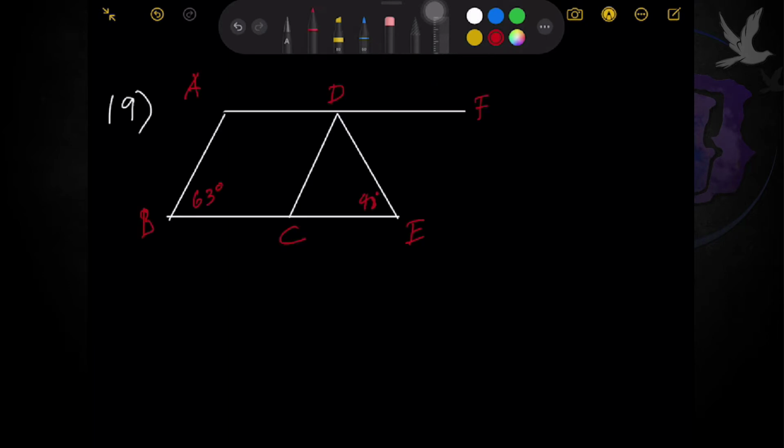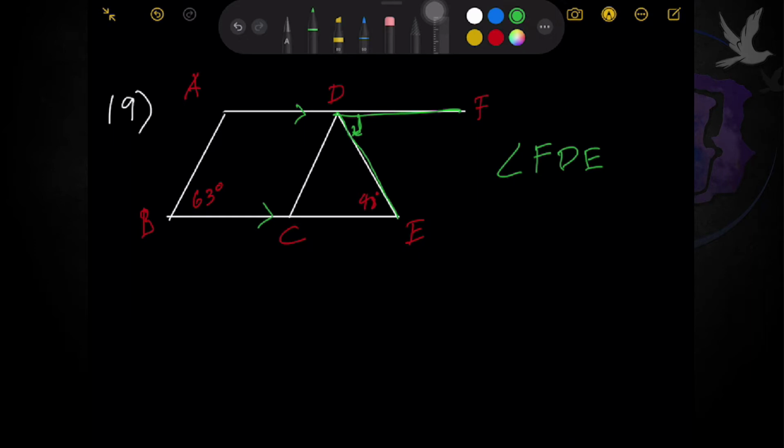19. Okay, number 19. It says there that ABCD is a parallelogram and CDE is a triangle. ADF and BCE are straight lines. So, ibig sabihin, we can basically say that since they belong to a parallelogram, that these two lines are parallel. What you're asked to solve for is angle FDE, which means you're solving for this part over here. FDE. Okay? That's it for number 19.